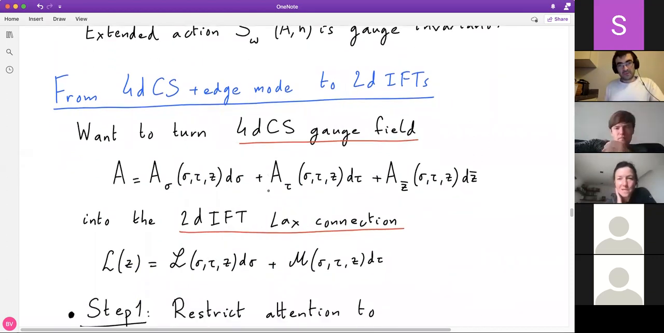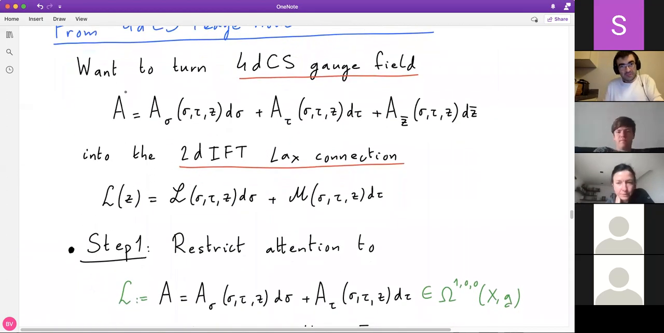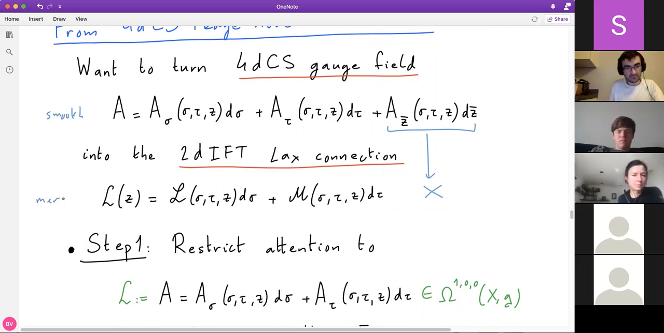As I mentioned at the beginning, the idea will be to start from this connection, which doesn't have a dz term, but it still has this dz bar term. We want to get rid of it because we want A to become the Lax connection of the integrable field theory. So we want to kill this term. The other thing we want to do is note that we started with a smooth field, smooth on CP1 without the zeta i's, and we want to turn it into something which is meromorphic. So the dependence on z should go from smooth to being meromorphic.